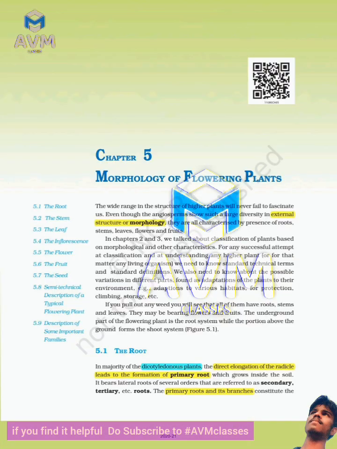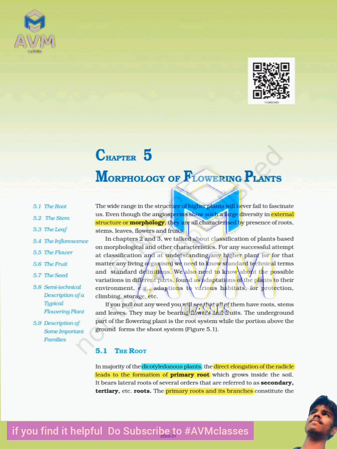Chapter number 5, Morphology of Flowering Plants. The wide range in the structure of higher plants will never fail to fascinate us. Even though the angiosperms show such a large diversity in external structure or morphology, they are all characterized by the presence of roots, stems, leaves, flowers and fruits.